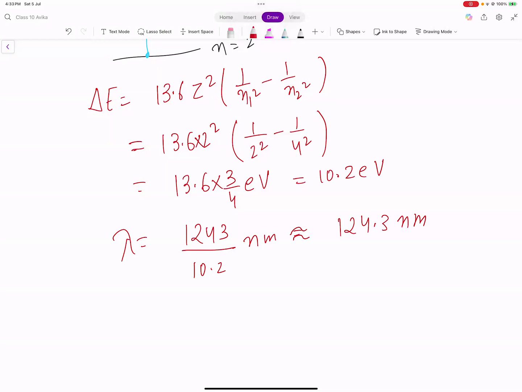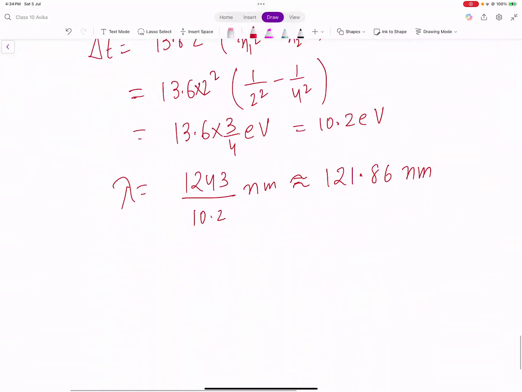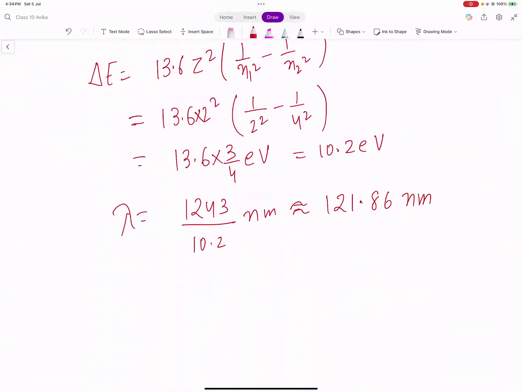Let's check. 1243 divided by 10.2, 121.86. So let's cut this and write 121.86. So these are the questions which are asked. Got it? So this is how the variation is. Okay, simple.